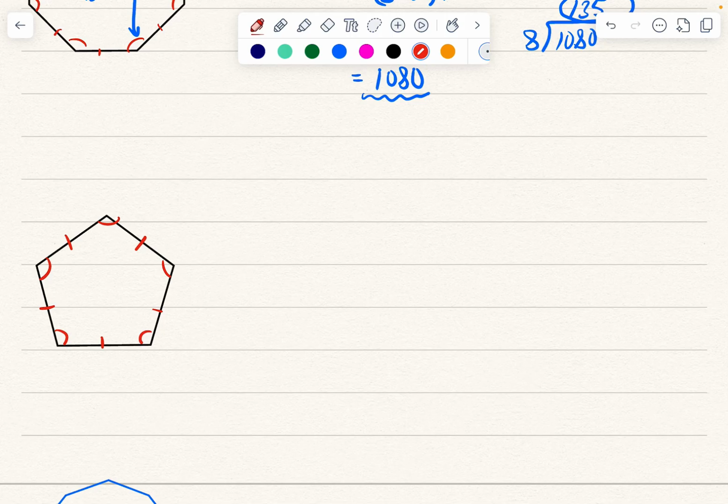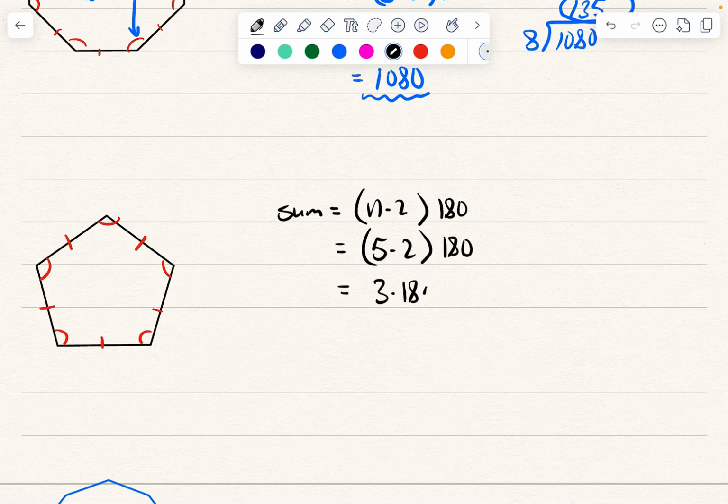If this is a regular pentagon, we know that the sum of all the angles is equal to n minus 2 times 180. And this one has 5 sides. So we go 5 minus 2 times 180. 5 minus 2 is 3. 3 times 180 is 540. That's what all of the angles add up to be. In any 5-sided polygon you have, they'll always add up to be 540.